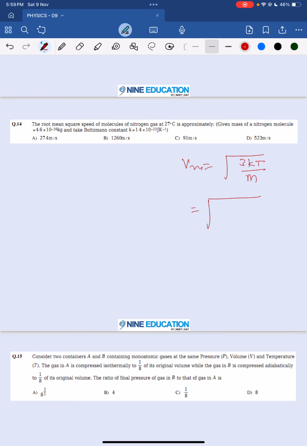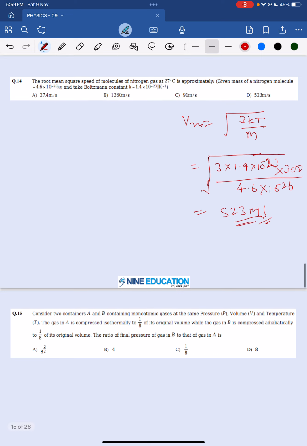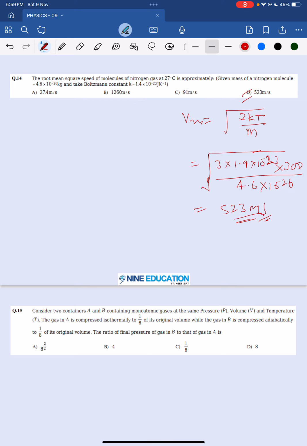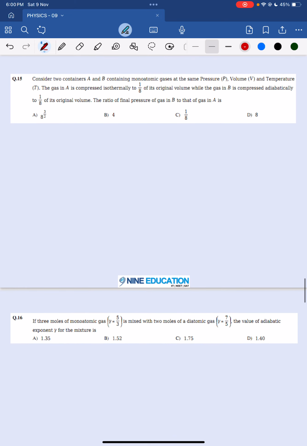So we have 3 into the Boltzmann constant, 1.38 into 10 to the power minus 23, into the temperature. We need to keep it in Kelvin, so this is 300, and the mass is 4.6 into 10 to the power minus 26 kilogram. We are going to solve it and we get something around 523 meter per second. This comes after solving. You can solve it. This is the absolutely correct way.